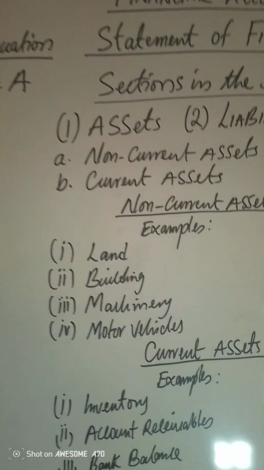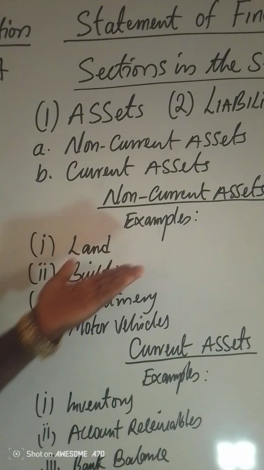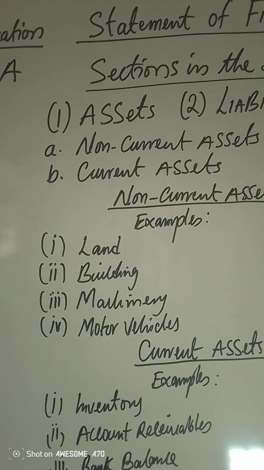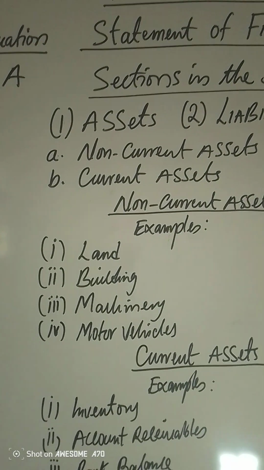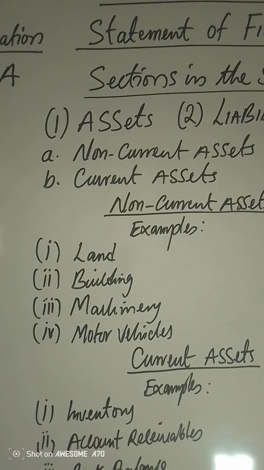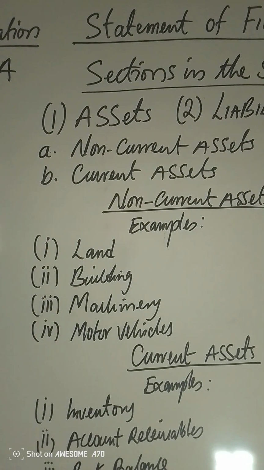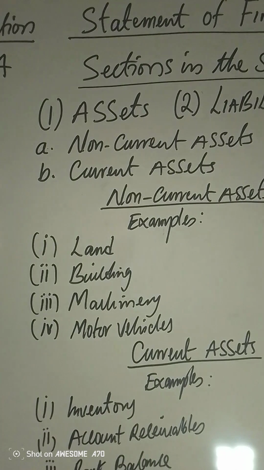Let's quickly look at the examples of non-current assets. Number one, land. It is obvious that if a business acquires land, you know that land can last as long as the kingdom come. So the value of the land will be derived by the business year in, year out. And land doesn't depreciate based on the nature and understanding in accounting.